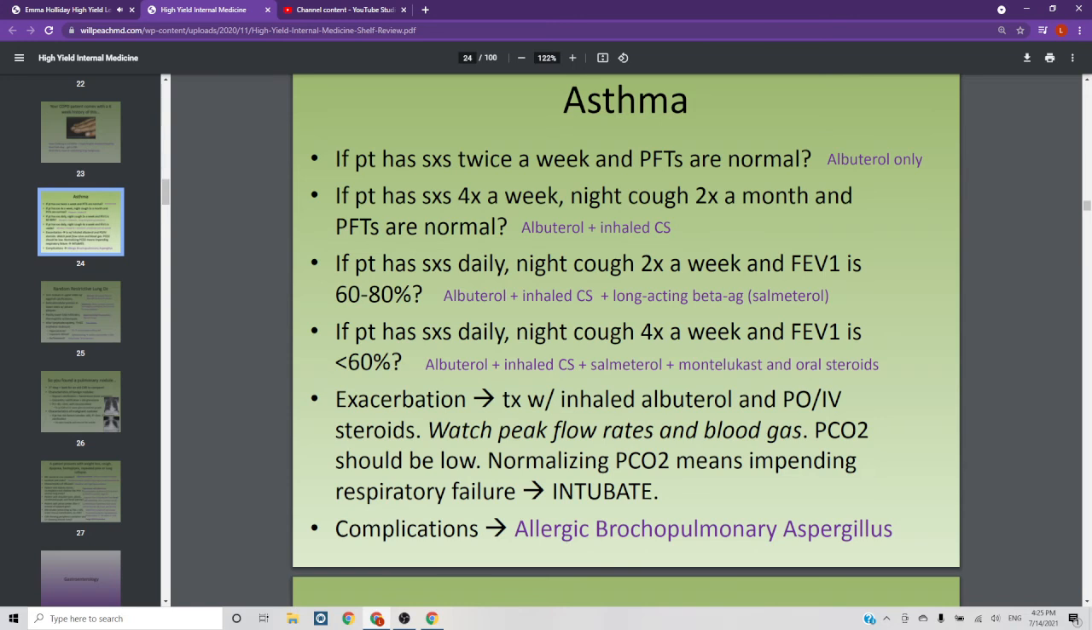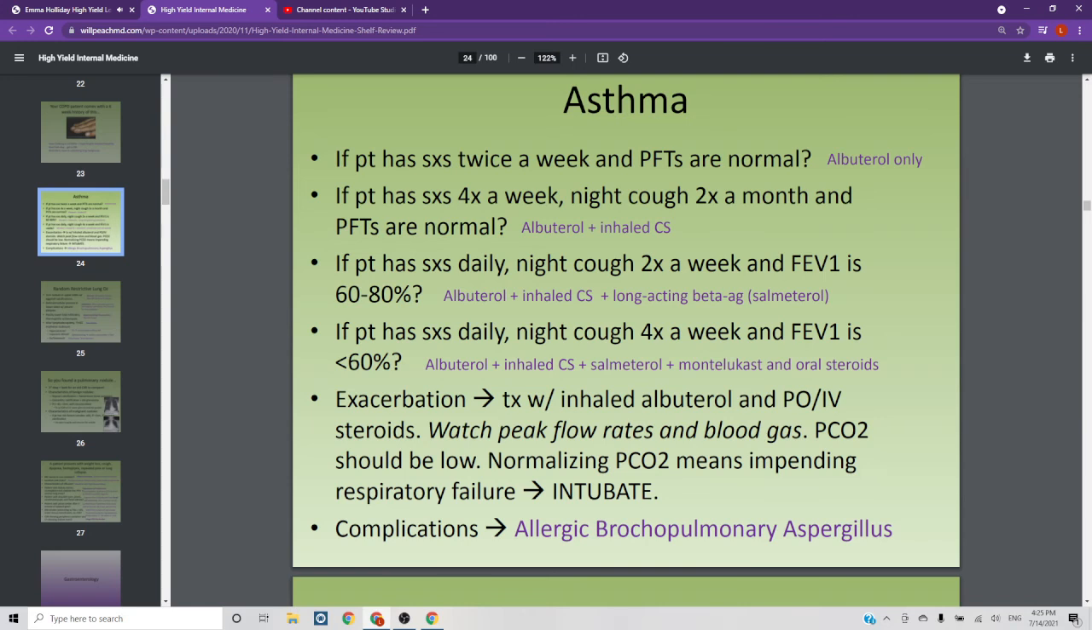When it's severe, it's when your FEV1 really tanks. It's less than 60%. And the symptoms are pretty much consistent. So what do we add to our treatment regimen here? We can add an oral steroid or the leukotriene modifying agents. So everything that we had our moderate patients on plus the leukotriene modifying agents and possibly oral steroids if it's really bad.